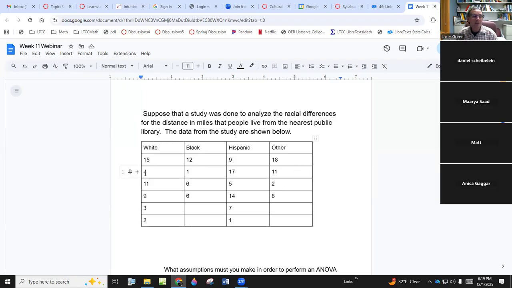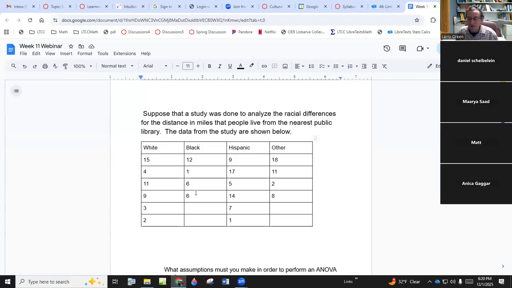Look at the sample sizes. For the whites, we had a sample size of 6. For the blacks, we have a sample size of 4. For the Hispanics, we have a sample size of 6. And for the others, we have a sample size of 4. All the sample sizes are below 31. So we have to assume we have a normal distribution for all of them. Otherwise, ANOVA can't be used. Is that clear? None of you said that, but hopefully you understand it.